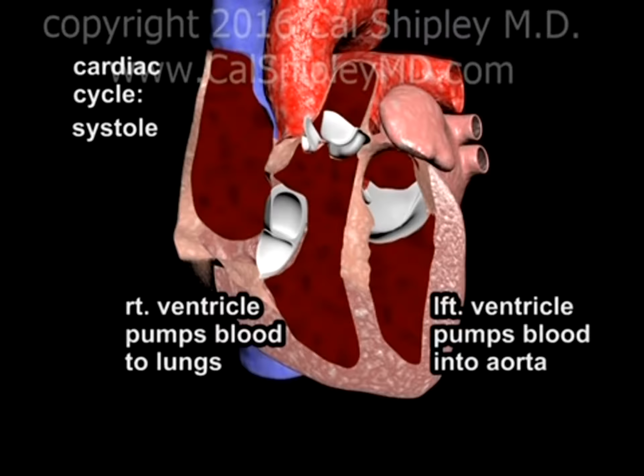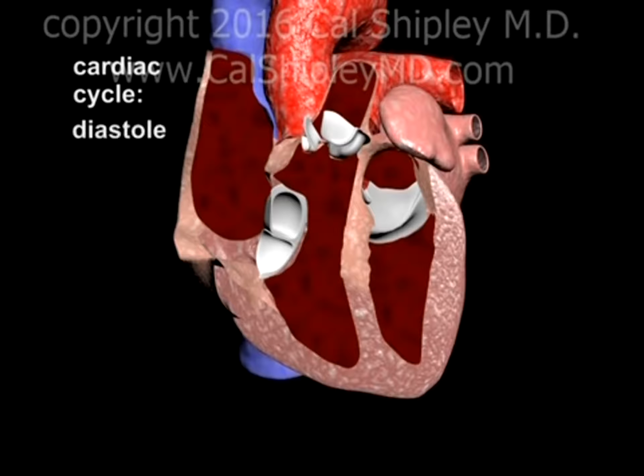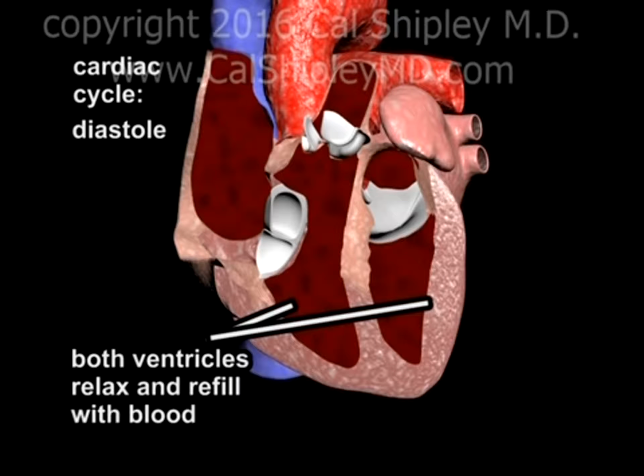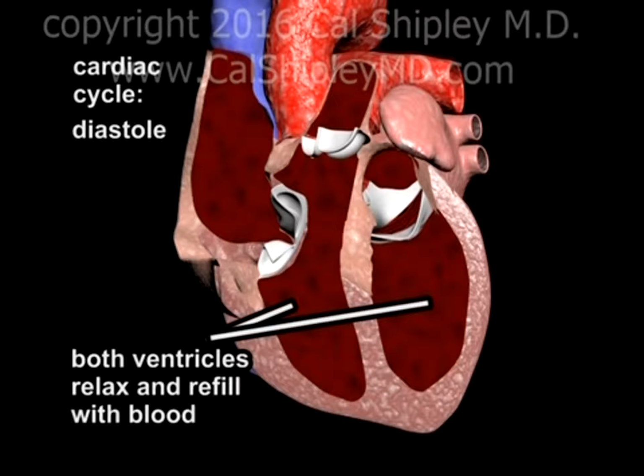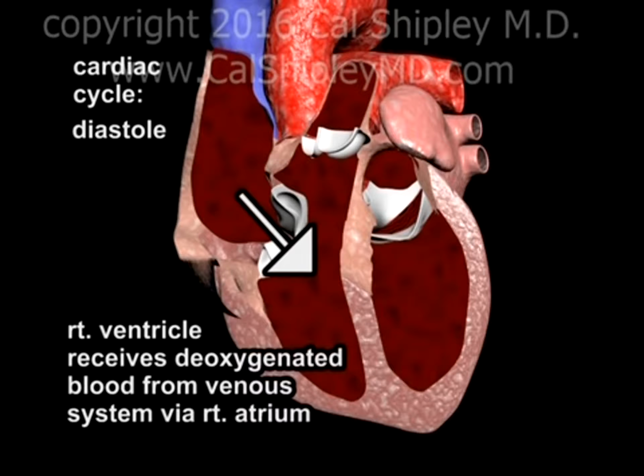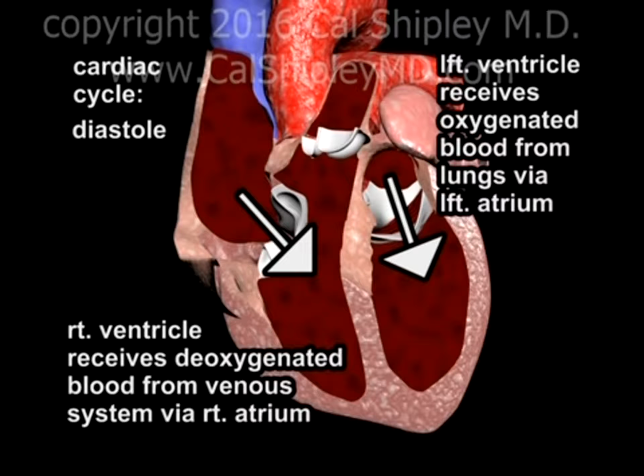With contraction, the right ventricle pumps deoxygenated blood into the lungs, and the left ventricle pumps freshly oxygenated blood into the aorta. During diastole, both ventricles relax and refill with blood. The right ventricle fills with deoxygenated blood flowing from the right atrium, which in turn receives blood from the venous system, while the left ventricle fills with freshly oxygenated blood flowing from the lungs via the left atrium.